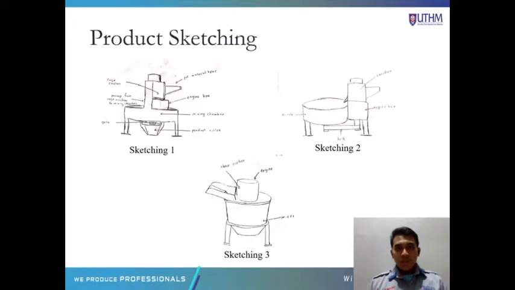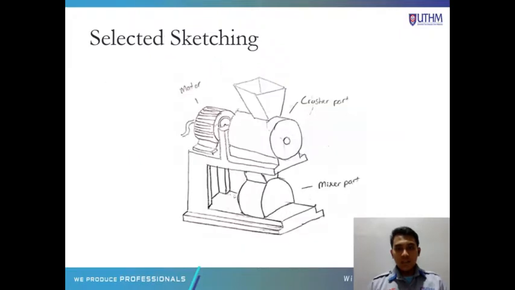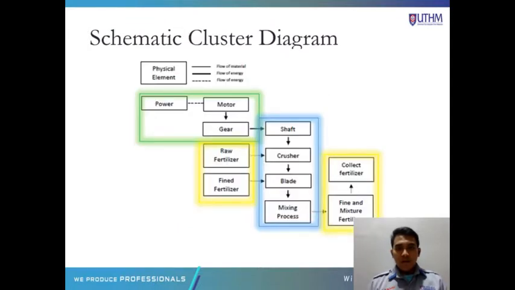We made 4 sketches for this project, and from these sketches, the last sketch was chosen. It is because it is the best in design, size, and costing compared with the other sketches. For the schematic cluster diagram, we have 3 clusters. The first one, in green color, is the power supply mechanism cluster. The second one, in blue color, is the moving mechanism process cluster, and the last one, in yellow, is the material cluster.